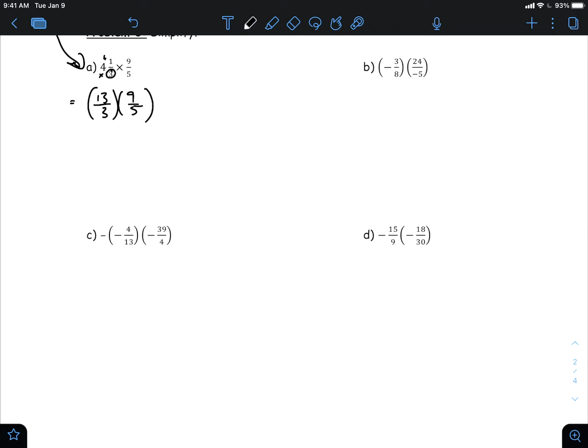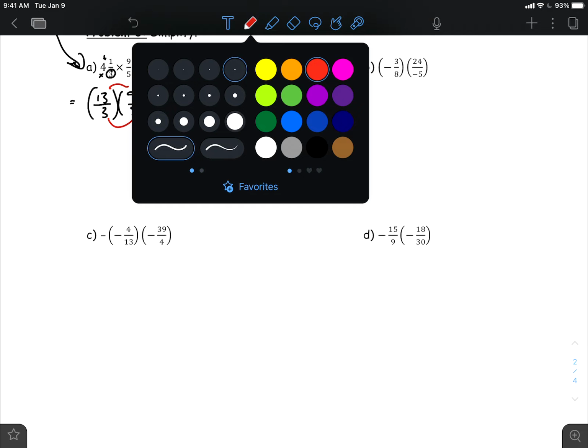Now the next step is you just take the top, multiply the tops together, and multiply the bottoms together, and that's it. Or you could reduce if you needed to, but I don't know if there's anything you can reduce in there. There's no common multiple between 13 and 3, and there's no common multiple between 9 and 5. So you're just going to go right at this. Multiply the tops together, multiply the bottoms together, get a new fraction, and maybe I can reduce that fraction. Maybe I can't. We're just going to leave it or reduce it.